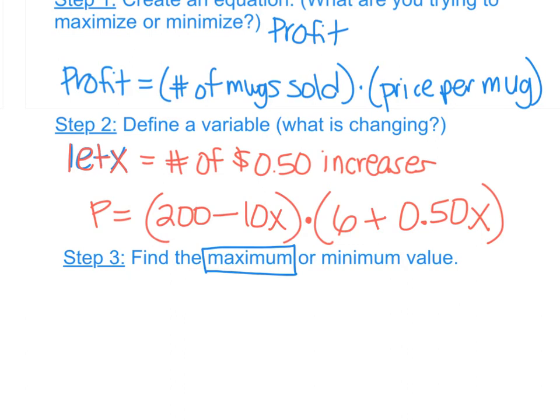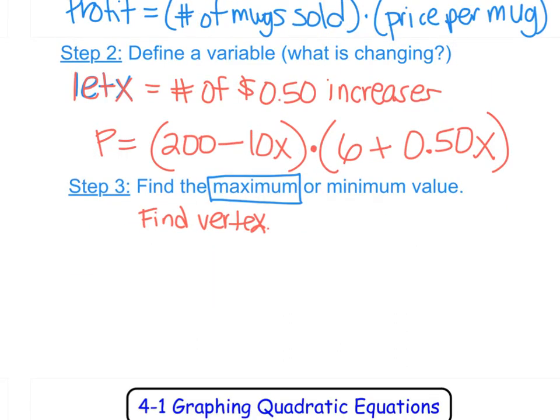In order to find the vertex, we need to use that formula, x equals negative b over 2a, but we don't actually know b or a because we're not in standard form. So we need to use FOIL, multiply this out to get in standard form. So we're going to do 200 times 6, which is 1200.